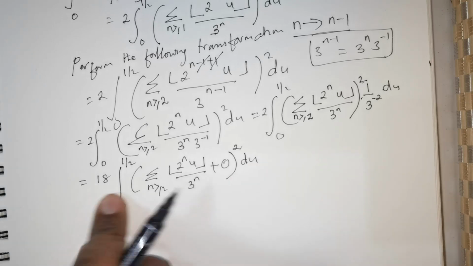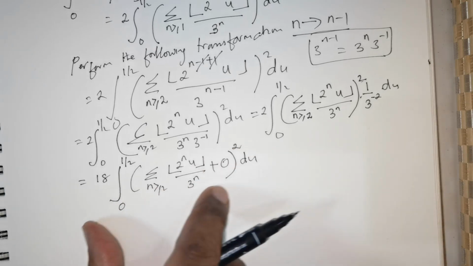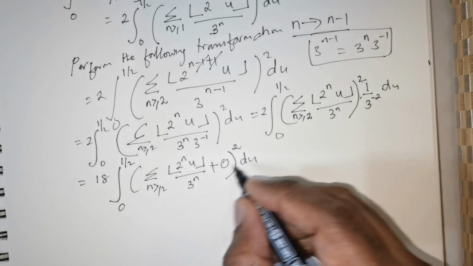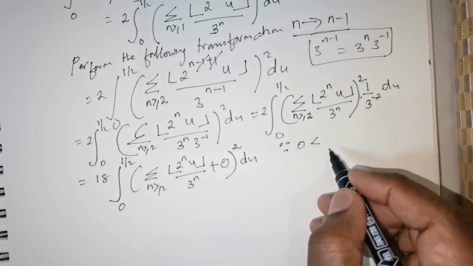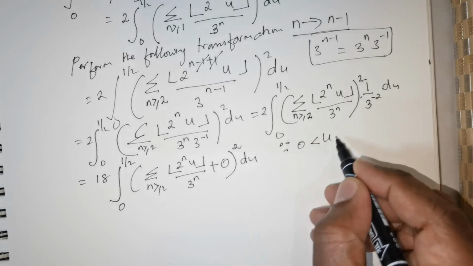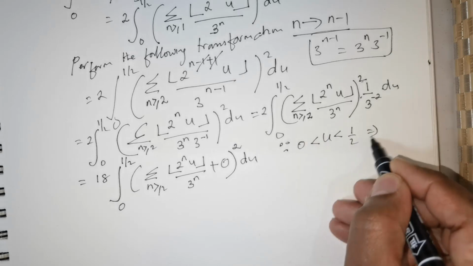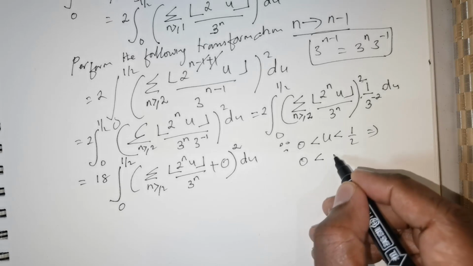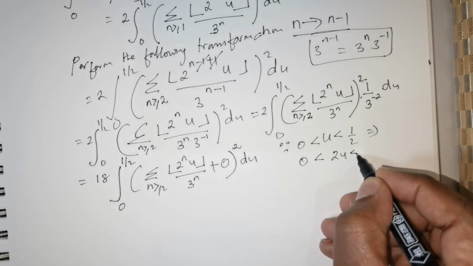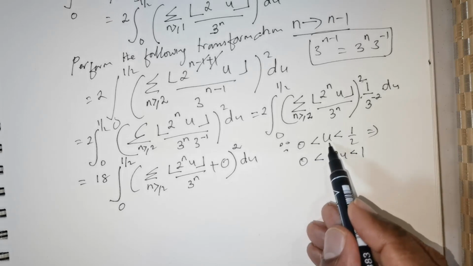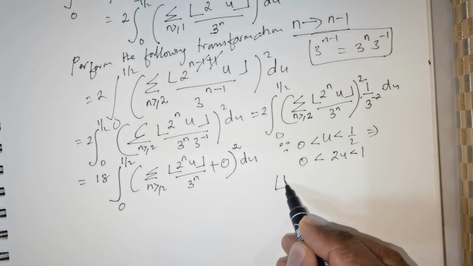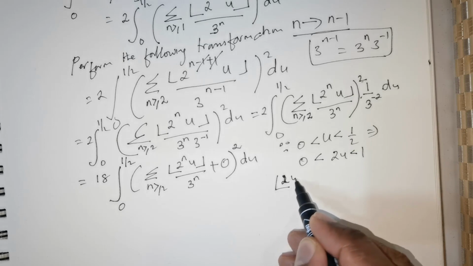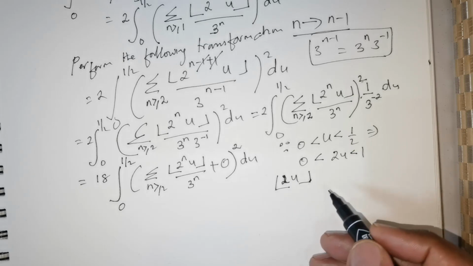So this is the outcome, right? After simplifying, this is what we have got. Now, the value of u is moving between 0 and 1 over 2. So this means I can rewrite this as 0 less than 2 times u less than 1. Now, the values of u is between 0 and 1 over 2. Now, if you are going to take the floor of 2 times u, what would you get?